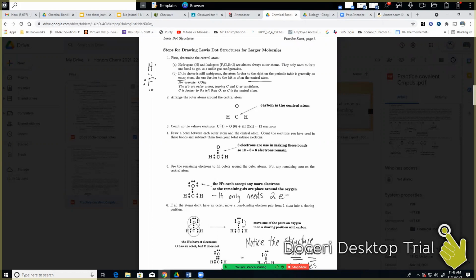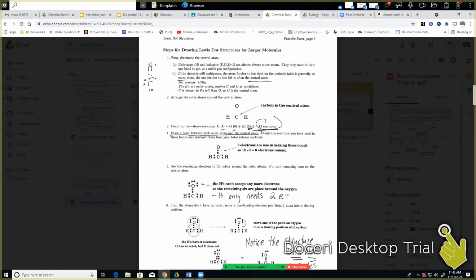The next thing you're going to do is add up your total amount of valence electrons available. Carbon has 4, oxygen has 6, and each hydrogen has 1. So that gives me 12 electrons, and that's all the electrons I have to work with. If everybody isn't stable, if they don't have all their valence, then we have to start forming some double bonds. After you know how many electrons you have, you're going to draw a bond between each outer atom and the central atom to start off with.